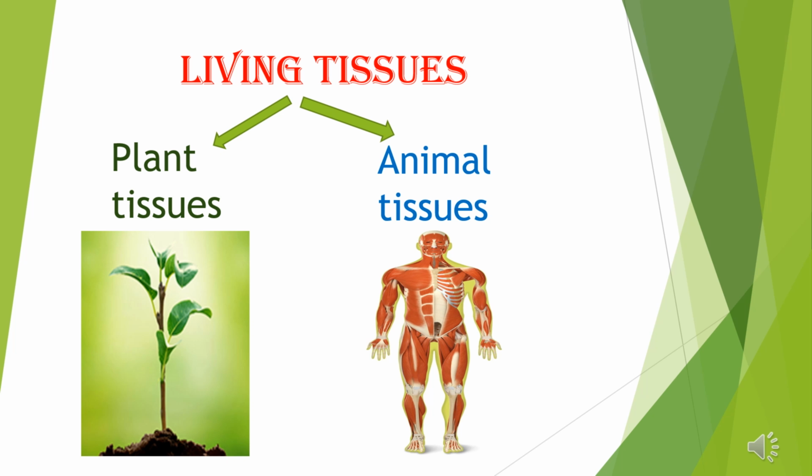We are going to learn today about living tissues. Living things or organisms can be divided into two main types as plants and animals. So, let's study further about the structure of them under plant tissues and animal tissues.